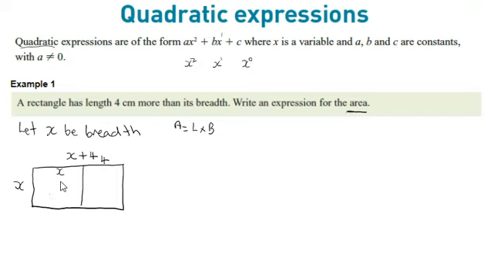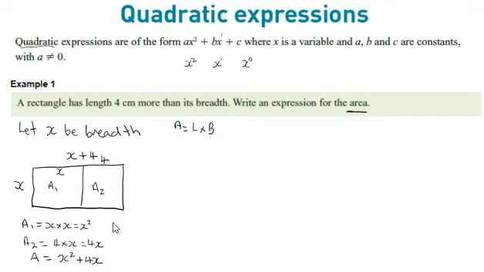Now let's do the area of this one, area 1. Area 1 is in fact a square because its length is x, its breadth is x, so the area 1 is x times x, which is x squared. Area 2, the breadth is x, the length is 4, so we have 4 times x, which is 4x. Now the area for the total rectangle is adding these two together, x squared plus 4 times x, or 4x.